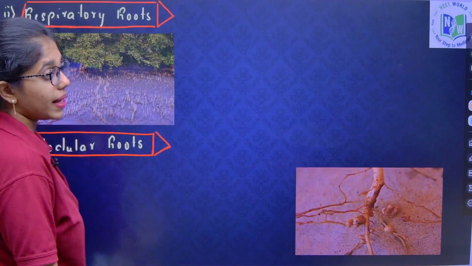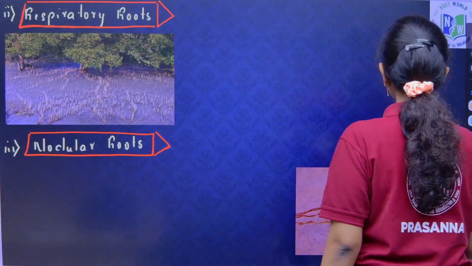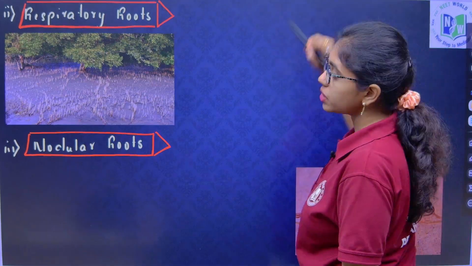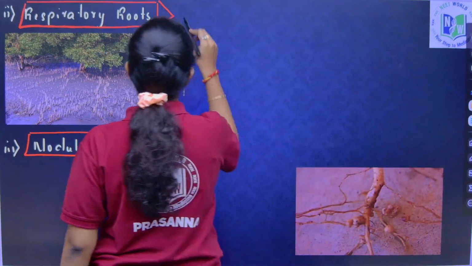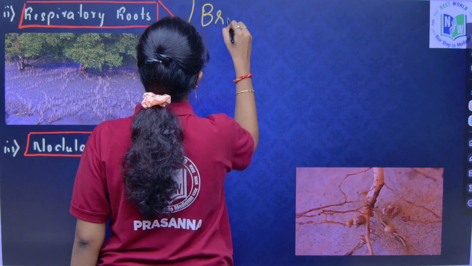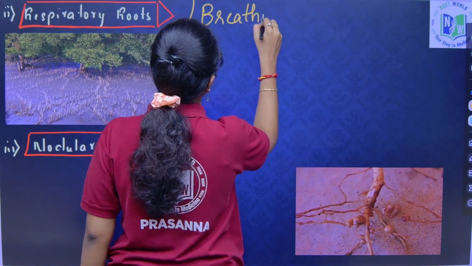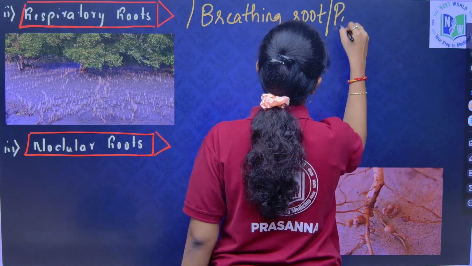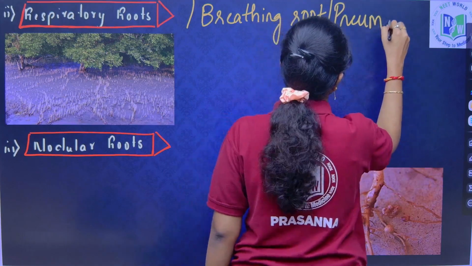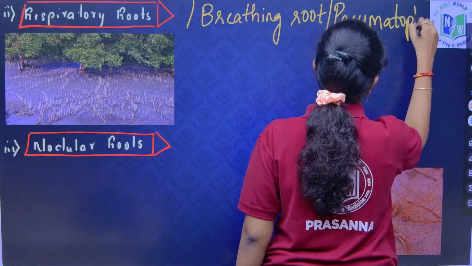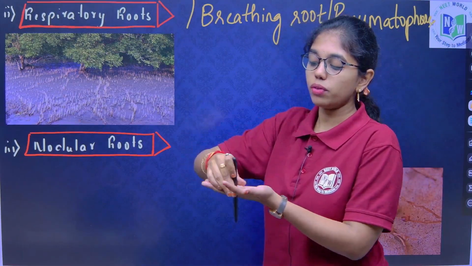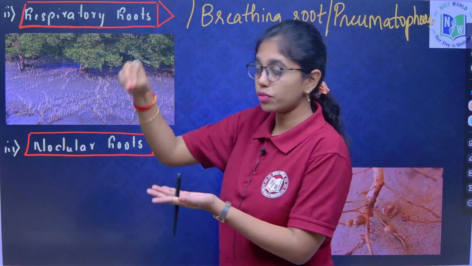And then respiratory roots. Best examples of the respiratory roots include Rhizophora and Avicennia. What are these respiratory roots? Respiratory roots are also called breathing roots or pneumatophores, wherein the roots will arise above the ground like this.